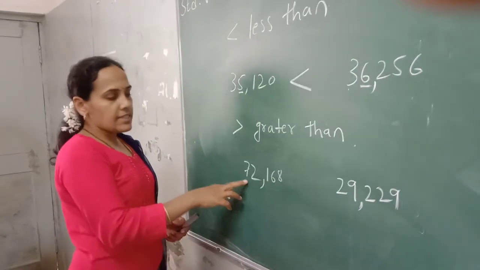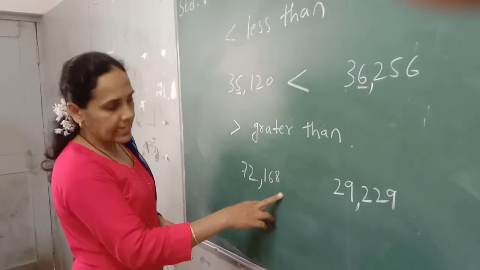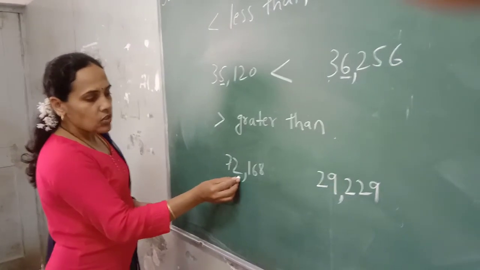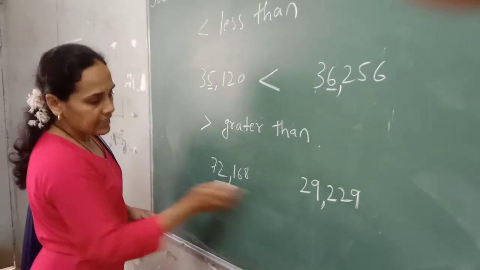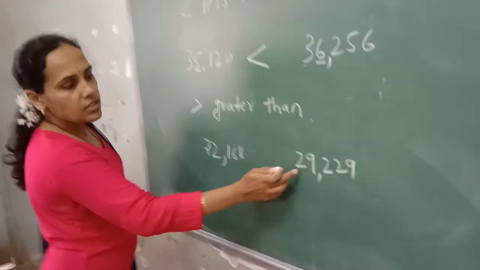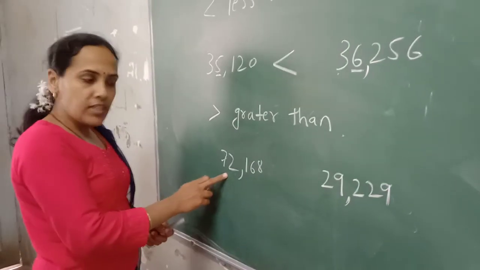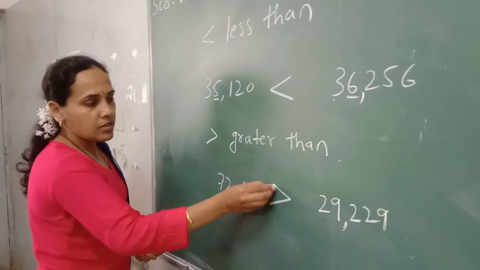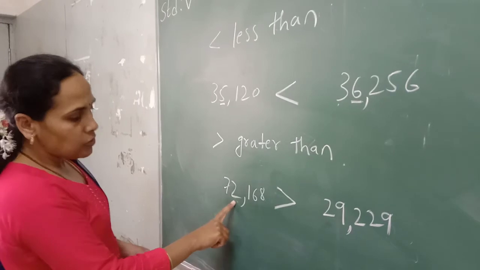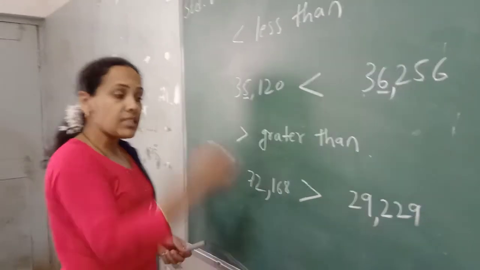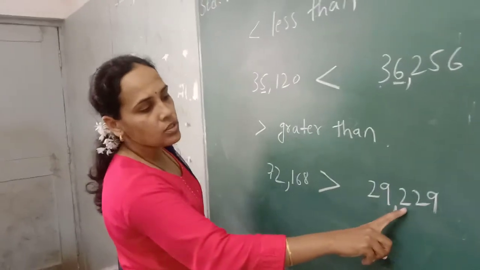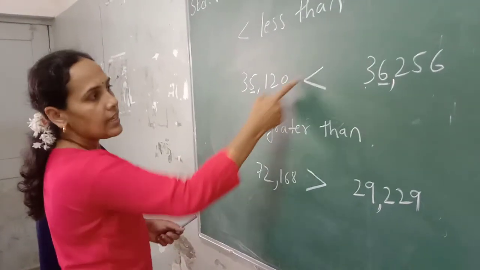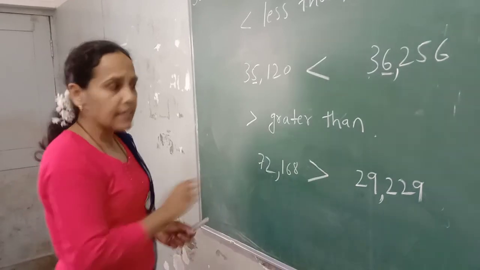Now this is 72,168. This is 29,229. See only the 10,000's place and 1,000's place. This is 72. This is 29. So 72 is greater than 29. So this open end comes towards the greater number. This is read as 72,168 is greater than 29,229. This is how you have to use the less than sign and greater than sign to compare any two numbers.